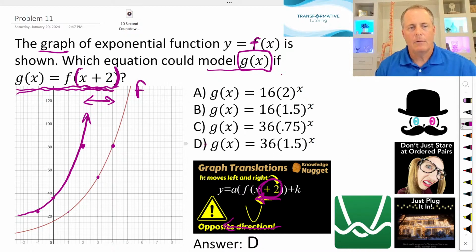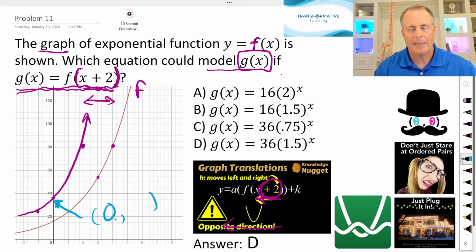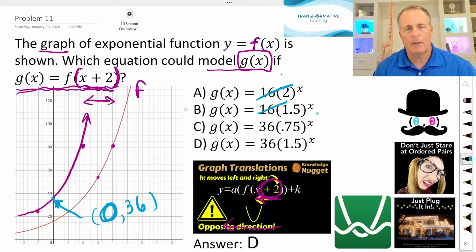Now, a couple things you should always focus on. If you're kind of stuck on a graphing problem, I would really encourage you to look at the y-intercept first. That is like the most important point on most graphs, unless it's a parabola. If it's a parabola, it's probably a vertex. But look at the y-intercept and think, okay, the y-intercept looks like it's like 30 something. Well, look at these equations. These are starting at 16 because this is the starting amount. And these are starting at 36. So I'm pretty sure we can narrow it down to one of those two.